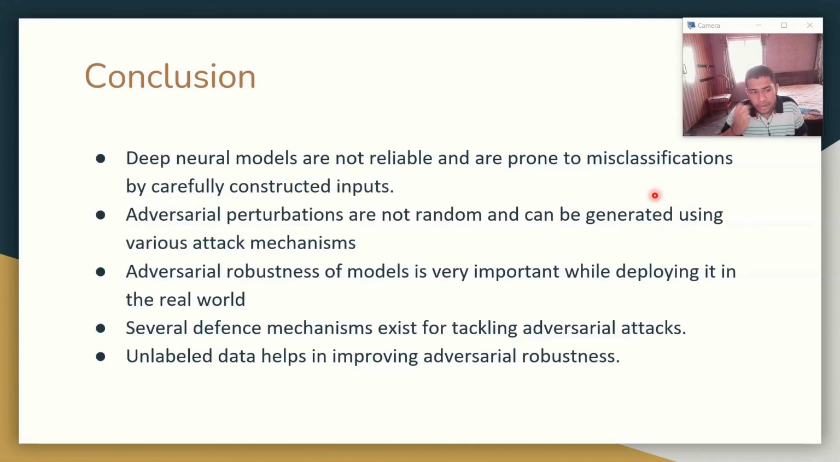So in conclusion, we can say that deep neural models are not reliable and are prone to misclassification by carefully constructed inputs. Adversarial perturbations as such are not random and can be generated using various attack mechanisms. Adversarial robustness of models is very important while deploying them in the real world. Several defense mechanisms exist for tackling adversarial attacks. Finally, we have seen that unlabeled data helps in improving adversarial robustness, and also that unlabeled data can help improve standard accuracy, apart from increasing the robust accuracy. So this is the conclusion of our deep learning survey.